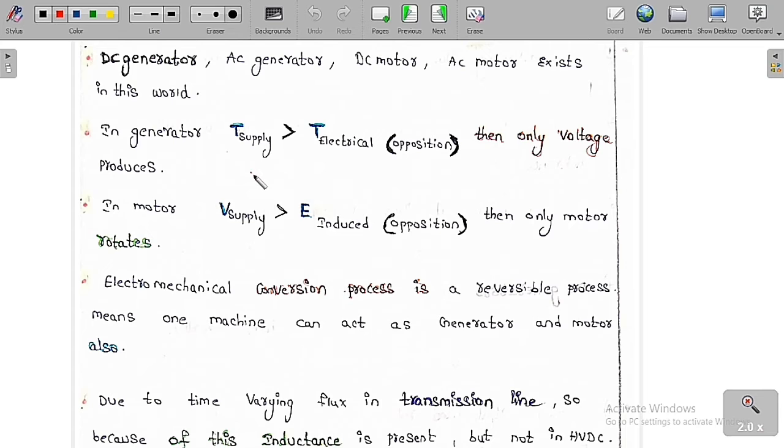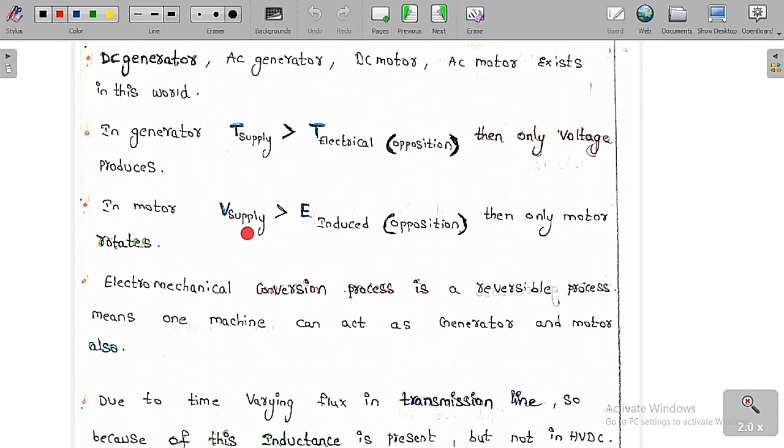Therefore, whenever the mechanical torque is greater than the electrical torque, then only can we say that voltage is induced in the coils of the generator. So in a generator, if the mechanical torque or supply torque is greater than the electrical torque, which is opposite to the supply torque, then only is the voltage going to be induced in the windings.